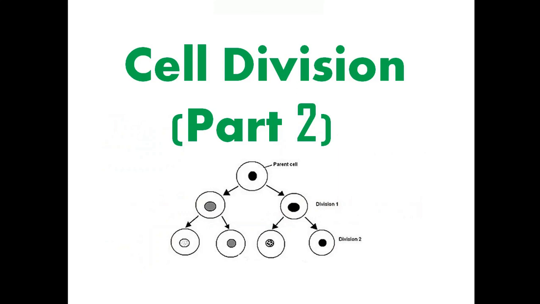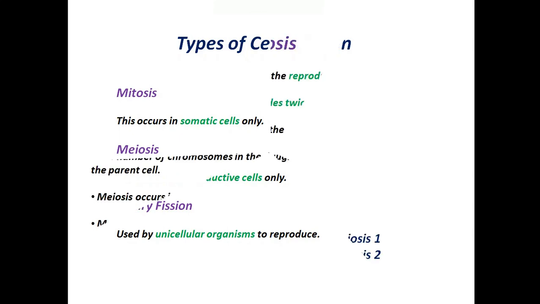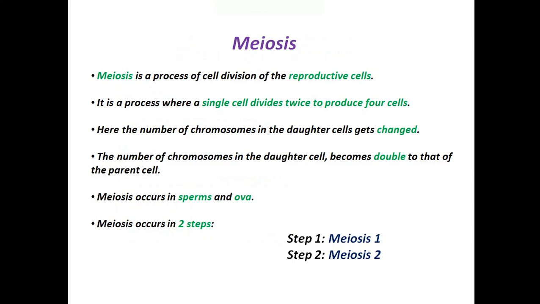This is part 2 of the cell division series. Of course, if you really want to learn properly. In the previous video we saw that there are 3 types of cell divisions. Mitosis, which occurs only in the somatic cells. Meiosis, which occurs only in the reproductive cells. And binary fission is what we will study in part 3 of this series. This is part 2 and we will study about meiosis.